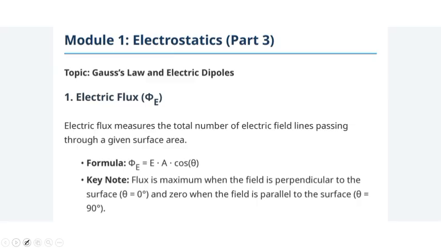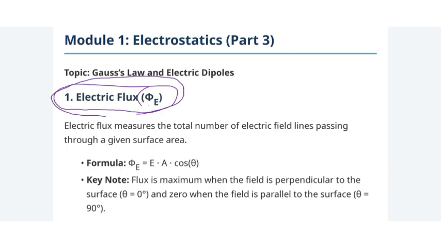Okay, so for Gauss law and electric dipoles, we'll be looking at electric flux first, and this is the representation for electric flux. Electric flux measures the total number of electric field lines passing through a given surface area, and this is the formula. Electric flux is E times A times cos theta. E is the electric field, A is the area, and then you'll be given an angle, that's theta, so you have cos theta. Please take note of that.